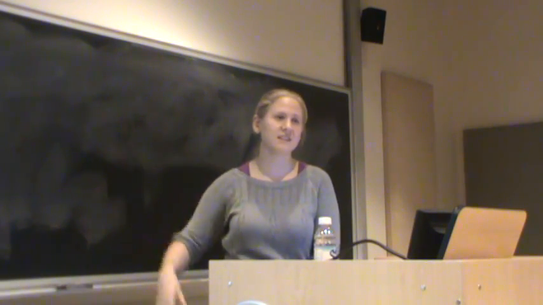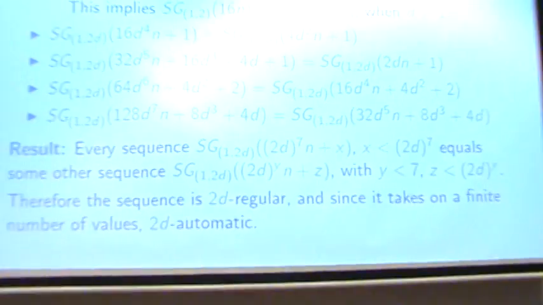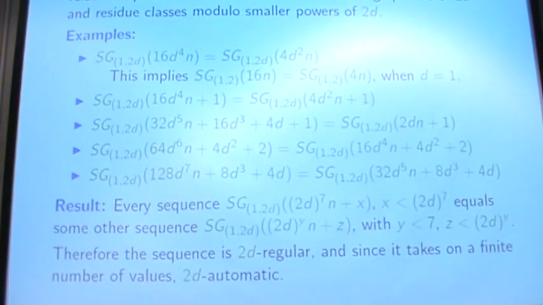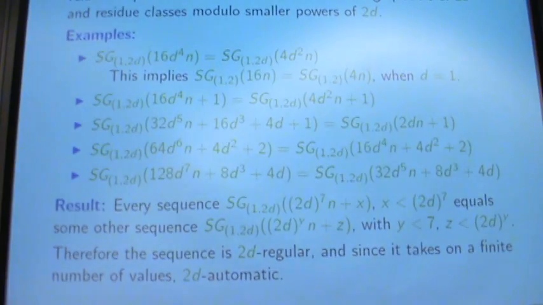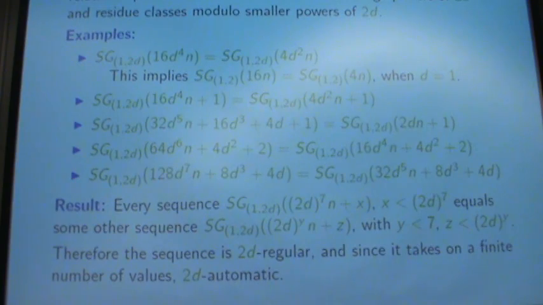So I was able to show that as we go all the way out to 2D to the 7th, then we really do get every residue class mod 2D to the 7th in an equation like this. I'm not totally convinced that this is best possible. I'd be very surprised. Okay? But I do know that at least once we get out to 2D to the 7th, we're done. We really can hit everything there. So as a result, of course, we get that the sequence is 2D regular. We get that it's 2D automatic. The exact same things that we had for subtract 1, divide by 2, all still hold here.